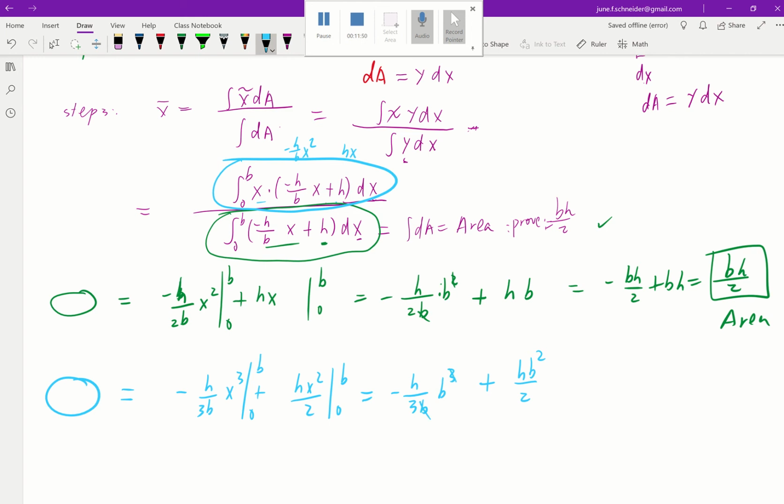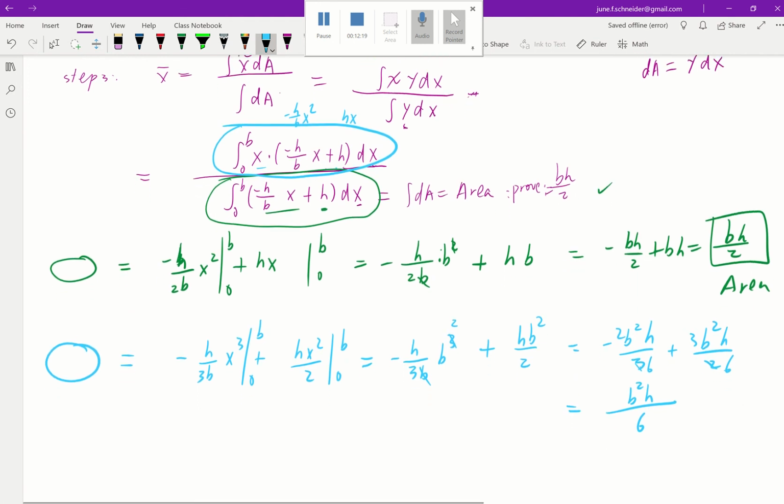Again, b canceled out. Then we'll have negative b squared h over 3 plus b squared h over 2. Then the common denominator would be 6, right? So this would be 6, this would be 2, this would be 6, this would be 3. So we end up with 3 minus 2. We'll have b squared h, just one of them. So we have both of those answers.